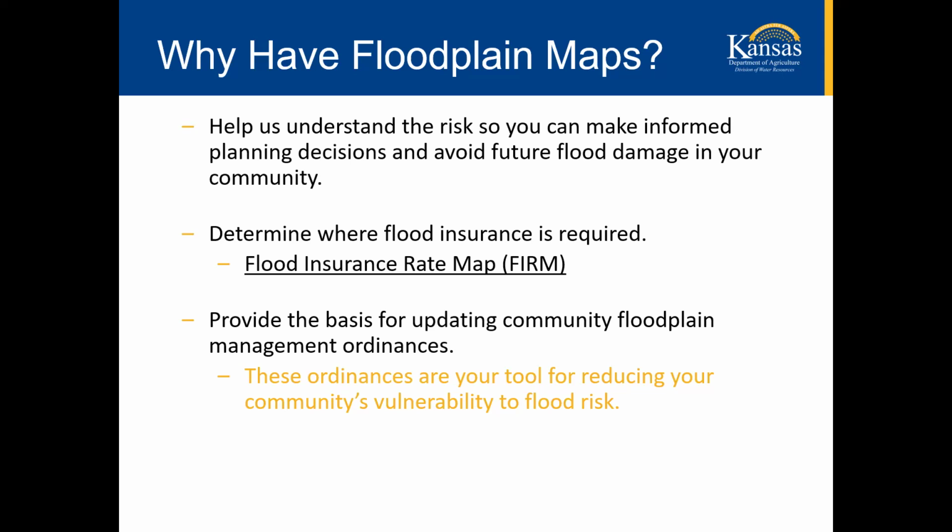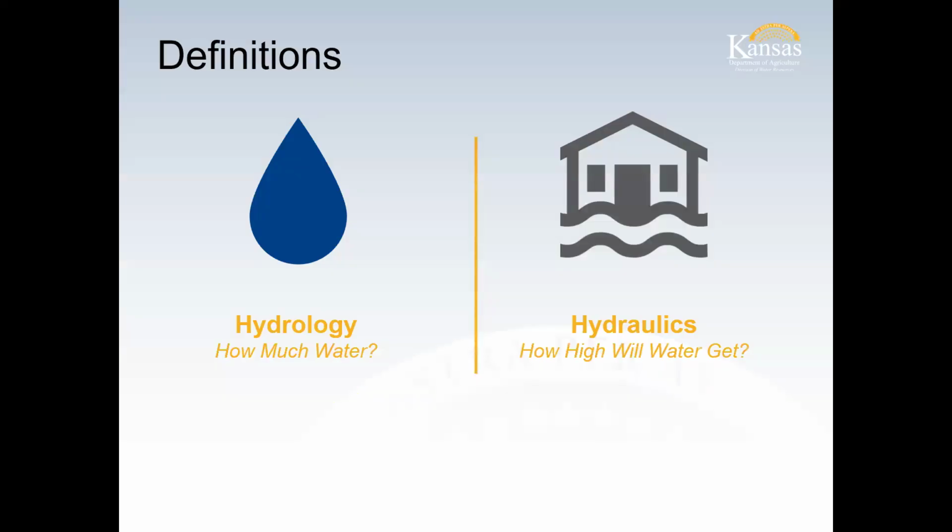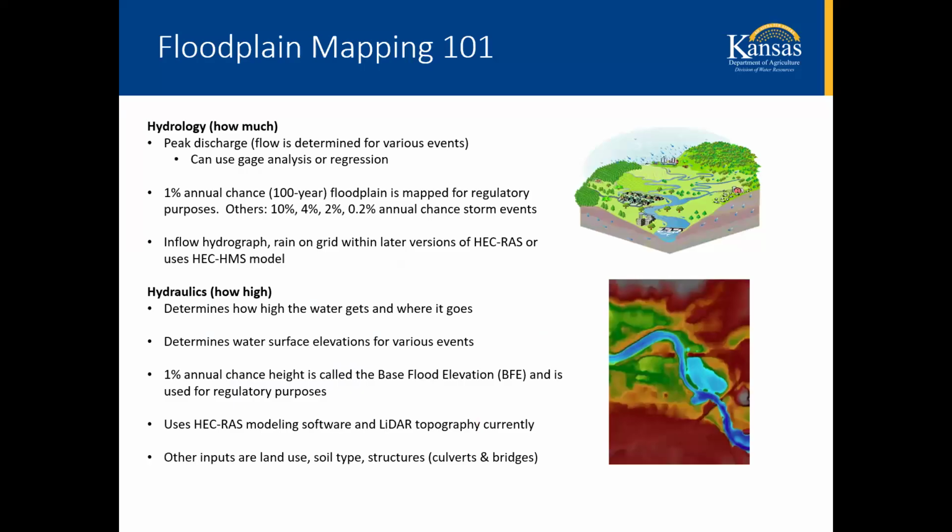And again, we've been working with like 4 or 5 different counties currently to update their ordinances and adopt their new maps. So just looking into how we do the mapping just a little bit, we have hydrology and hydraulics. And so hydrology is how much water is going to be there during that flood event, the flood frequency, depending on what we're looking at. And then hydraulics is how high will the water get, depending on how it moves through the environment.